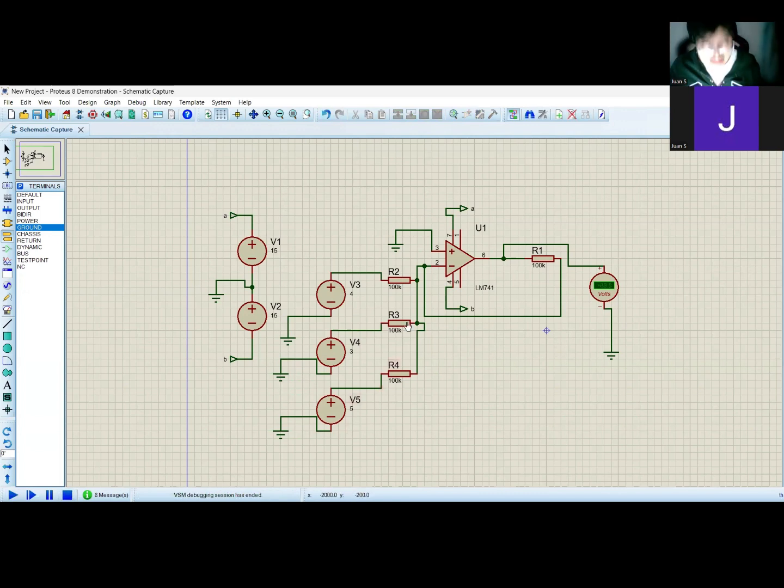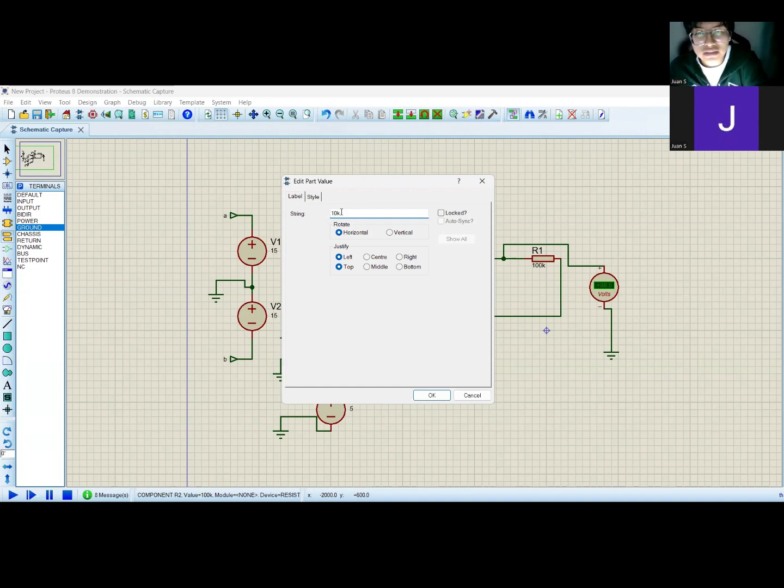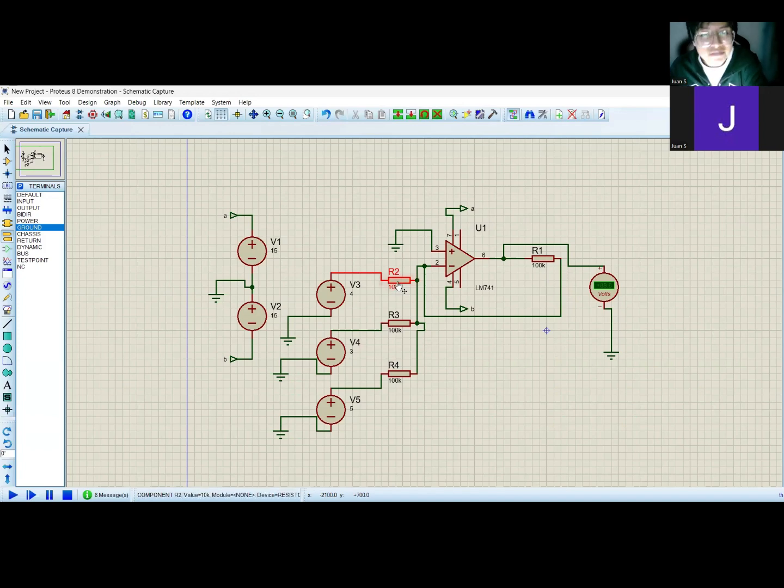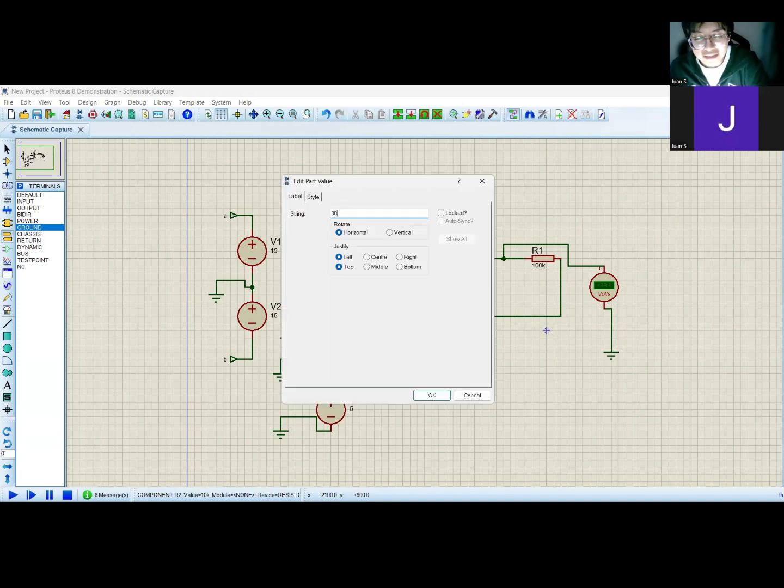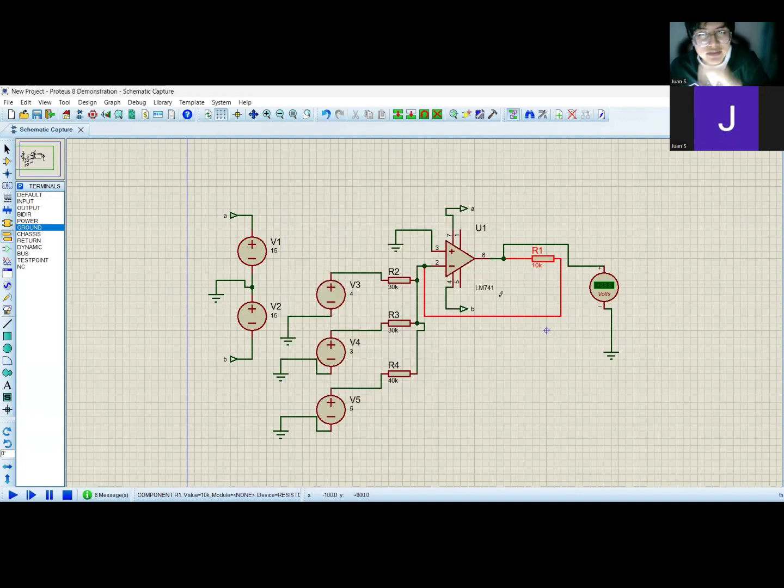However, we're going to try the second way. So this, let's just change it to, let's say, 30K. Excuse me. Yes, 30K, 30K, 30K, 40K. I don't know, this would be 10K. So let's check it out. And there is minus 3.58 volts. So that's important to know.